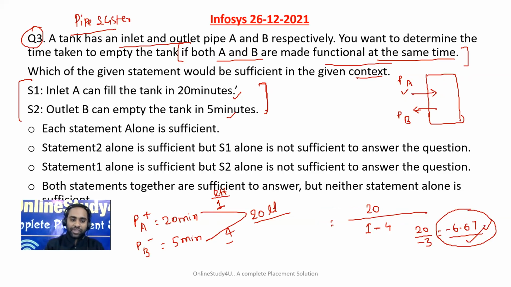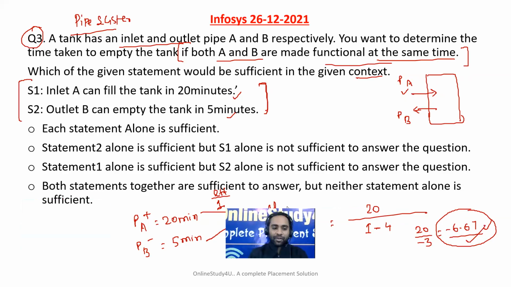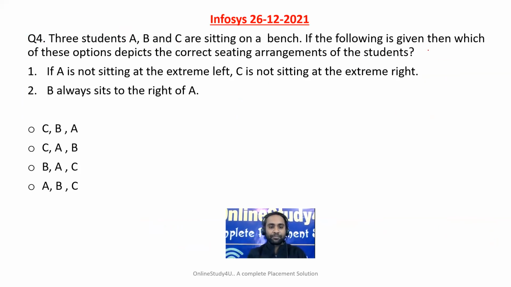So using both of the statements, you will be able to answer. Both statements together are sufficient to answer, but neither statement alone is sufficient. The statements individually will not be sufficient, because they are clearly telling in the question that both A and B are made functional at the same time.